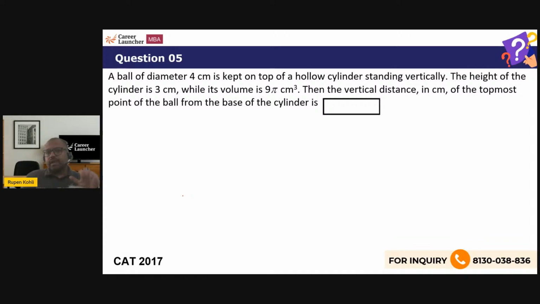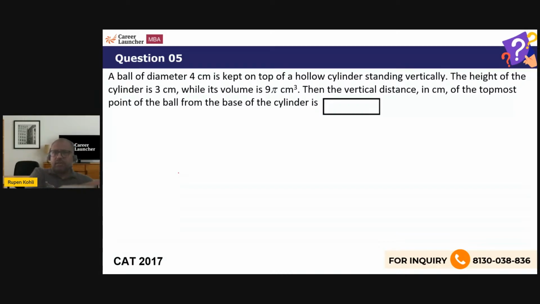A ball of diameter 4 centimeters is kept on top of a hollow cylinder standing vertically. Oh my God. You see, you have to visualize this figure carefully. Now, if the ball is smaller than the cylinder, it would have just fallen through the cylinder, but it is kept on top. Means definitely this ball has its diameter greater than the diameter of the cylinder, right? For sure. Now we can verify that from the data.